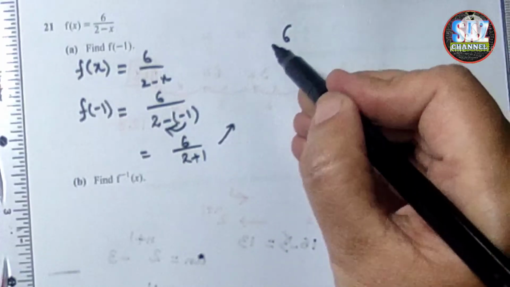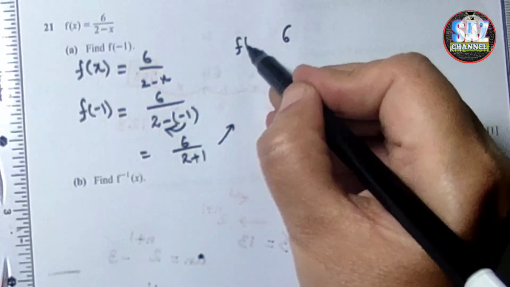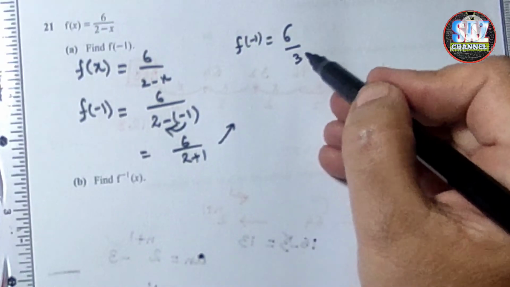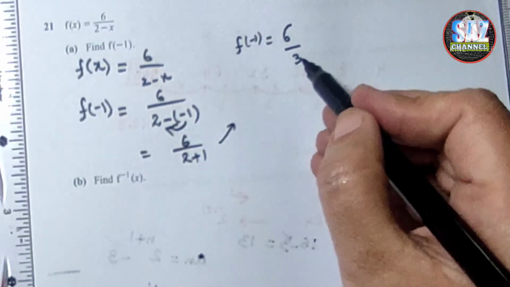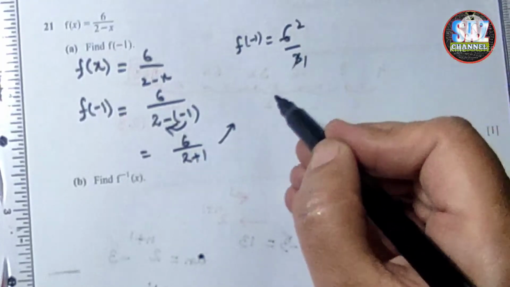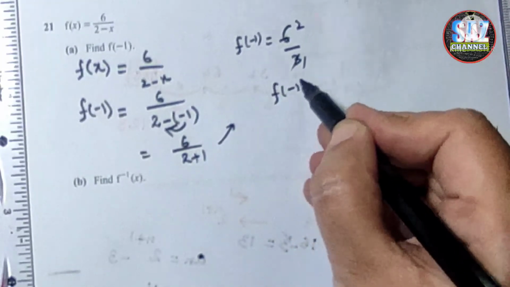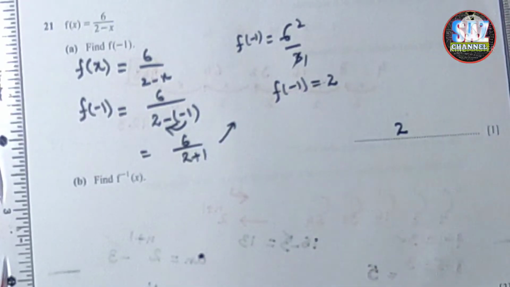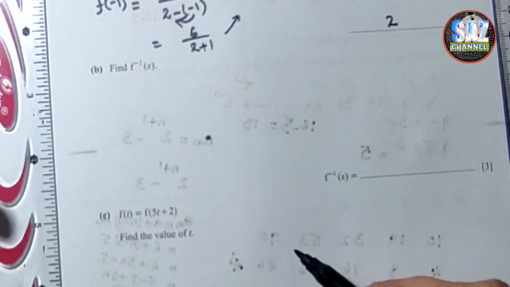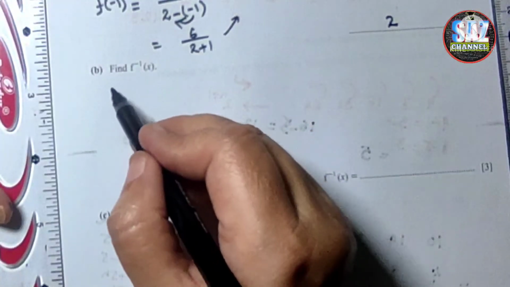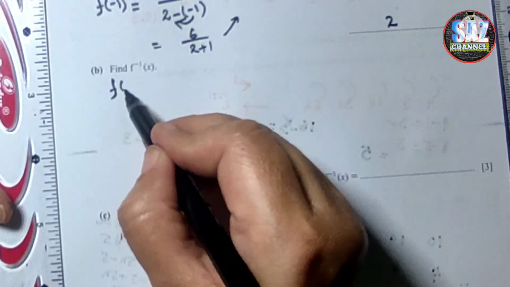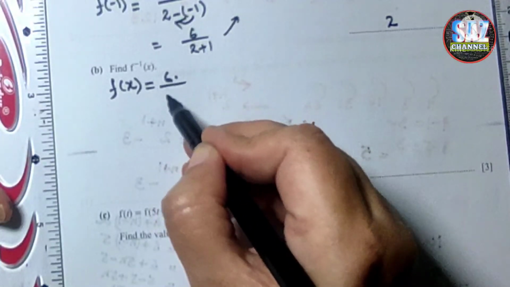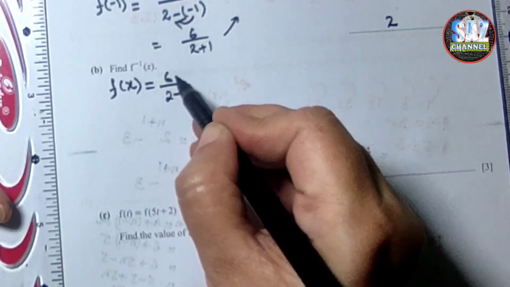It will take the form 6 over 3, which is equal to 2, since 3 twos are 6. So f of minus 1 equals 2, and I have to fill in the answer here. The second part is that we have to find f inverse of x. So let me write down the question again: f of x is equal to 6 over 2 minus x.